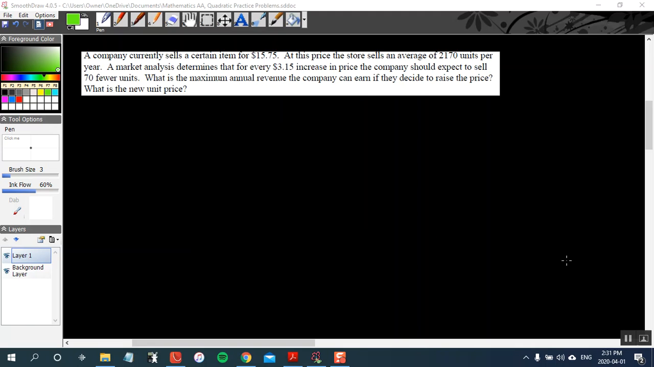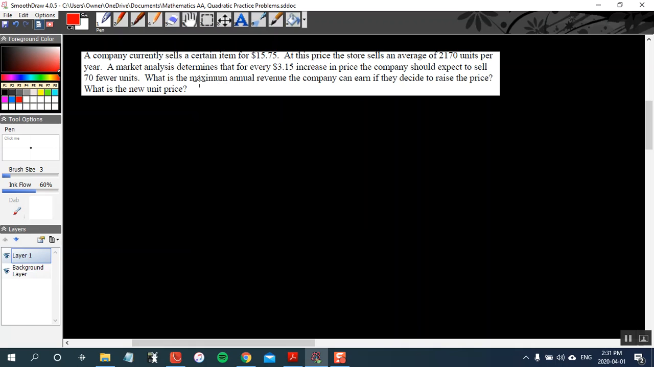Okay, here's a revenue problem from your Chapter 3 practice problems in Quadratics. A company sells a certain item for $15.75, and at this price, the store sells an average of 2170 units per year. A market analysis determines that for every $3.15 increase in price, the company should expect to sell 70 fewer units. What's the maximum?